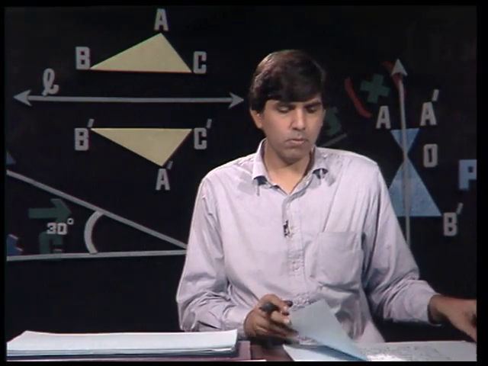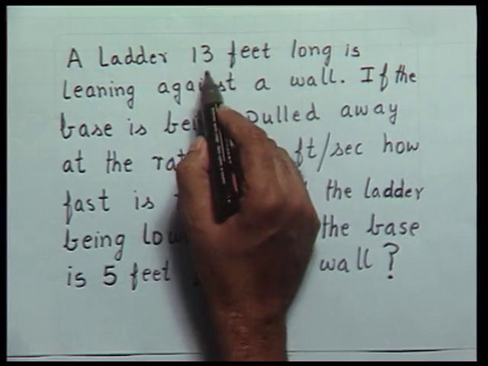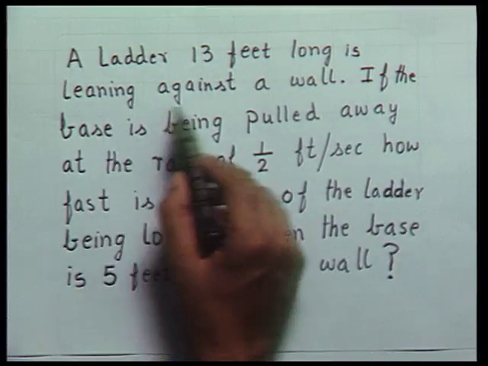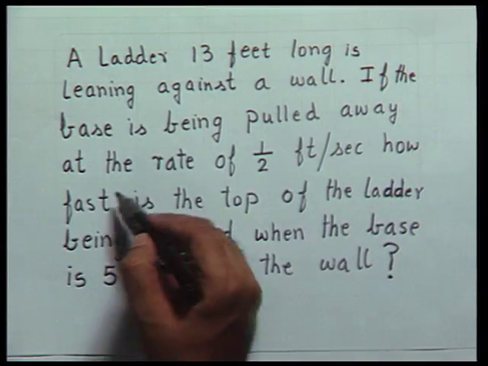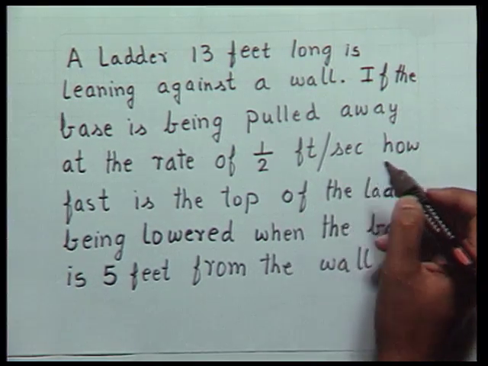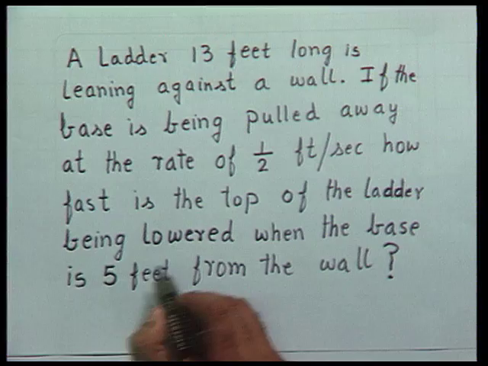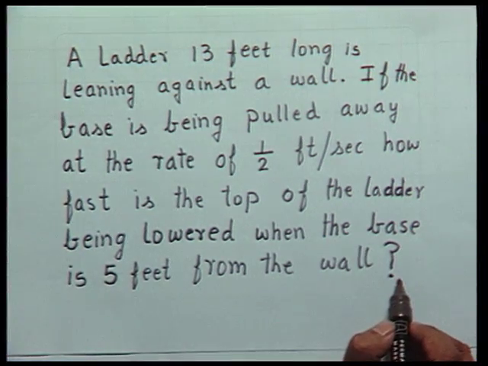Let us look at some more problems over here. Here is another problem. A ladder 13 feet long is leaning against a wall. If the base is being pulled away at the rate of half feet per second, how fast is the top of the ladder being lowered when the base is 5 feet from the wall?